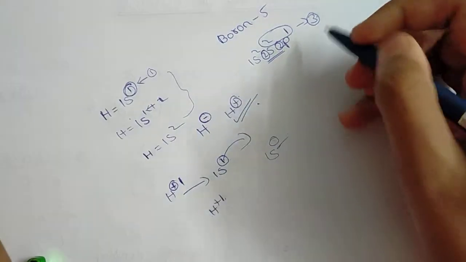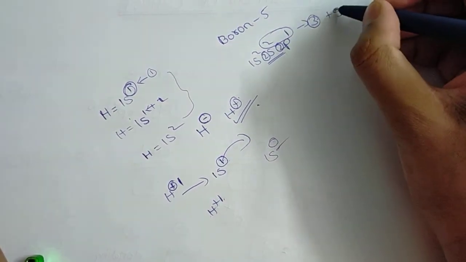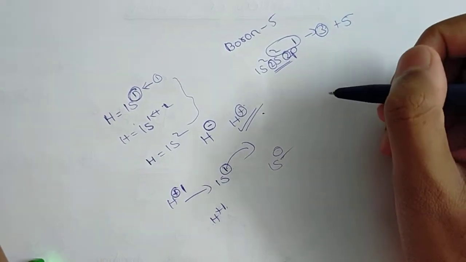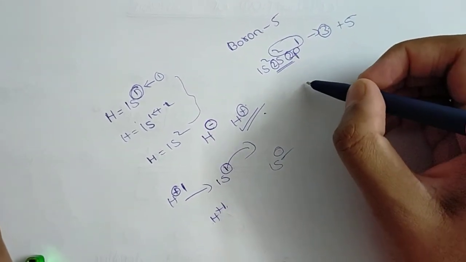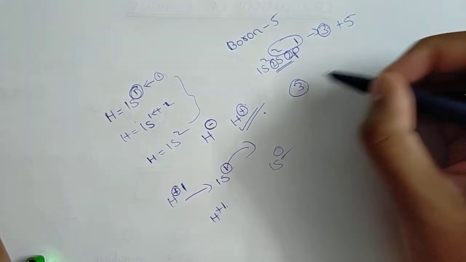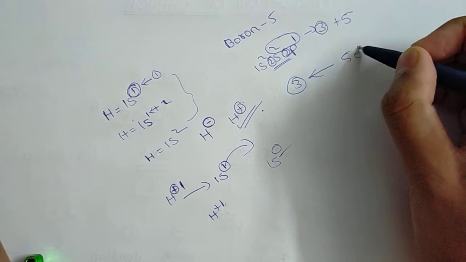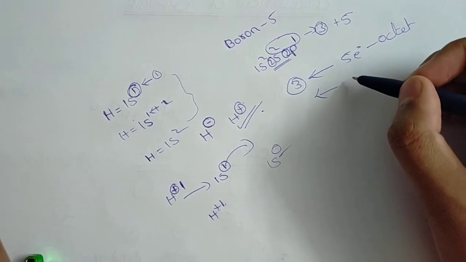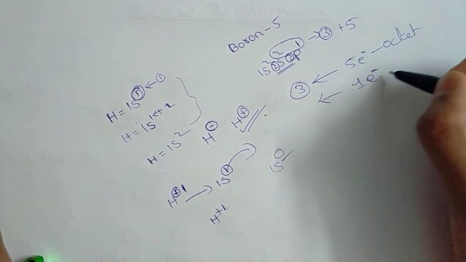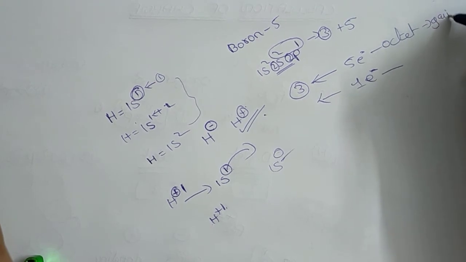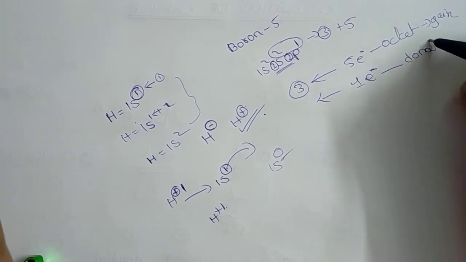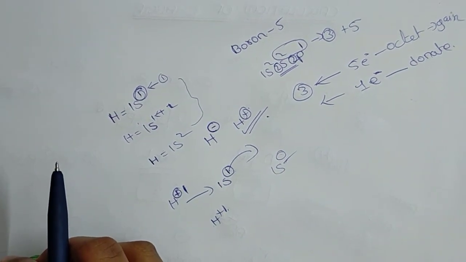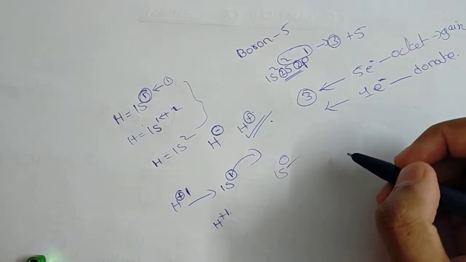So here, to get octet configuration, it needs to gain 5 electrons, or to get duplet configuration, it needs to donate 1 electron. Do you get that, guys? The total number of electrons in the valence shell is 3. So to gain octet configuration, it needs 5 electrons. This is for octet. And for duplet configuration, it needs to donate 1 electron. Gaining 5 electrons needs a larger amount of energy. Rather than that, it likes to donate some electrons.